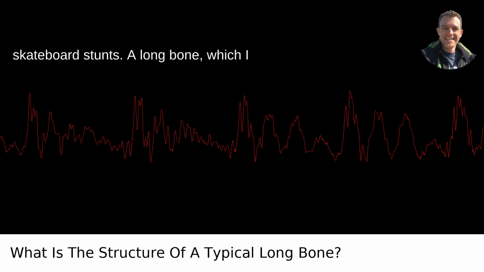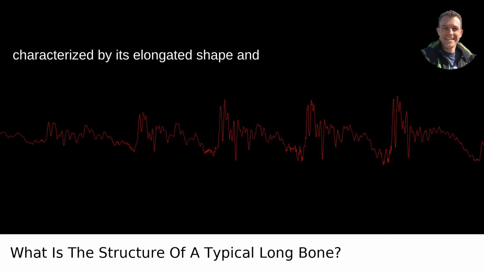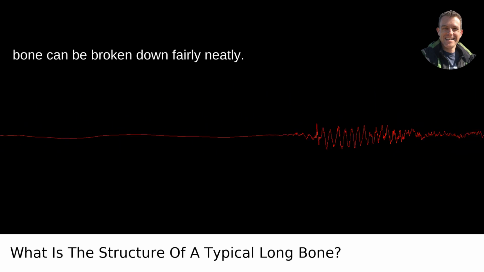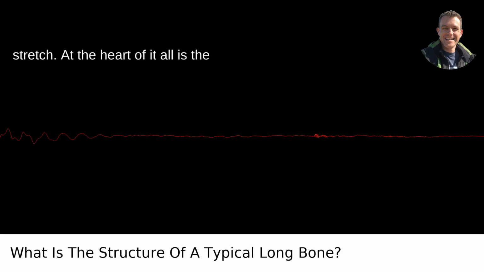A long bone, which I swear is not a term I just made up, is characterized by its elongated shape and is primarily found in our limbs. The anatomy of a typical long bone can be broken down fairly neatly. Dive in with me. The diaphysis, the long stretch.